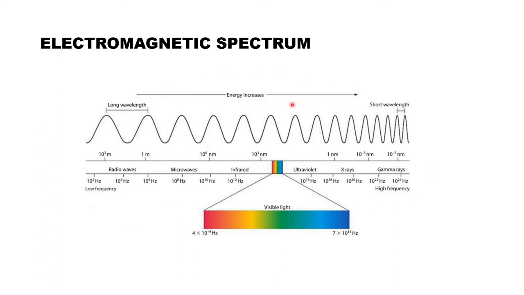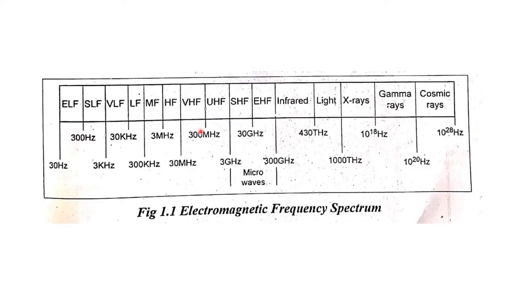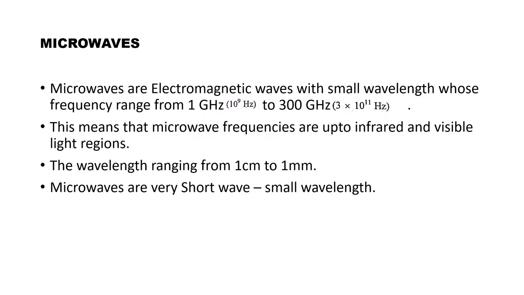These are all the structures of electromagnetic waves. Based on that, at low frequency we have radio waves. At a higher frequency compared to radio waves, we have microwaves. Next is infrared, then visible light, UV rays, X-rays, and gamma rays. So that's all about the electromagnetic spectrum. Up to the infrared and visible light region, we can access microwave frequencies. Right, so this is the general description of microwaves.